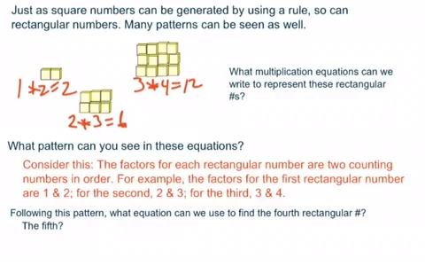So hopefully you can consider this. The factors for each rectangular number are 2 counting numbers in order, 1 and 2, 2 and 3, 3 and 4, right? So for example, the factors in the first rectangular, that's what I just went over with you up here, right? Okay, so if we follow that pattern, 2 counting numbers in order, if we follow that pattern, what equation could we use to find the 4th rectangular number?